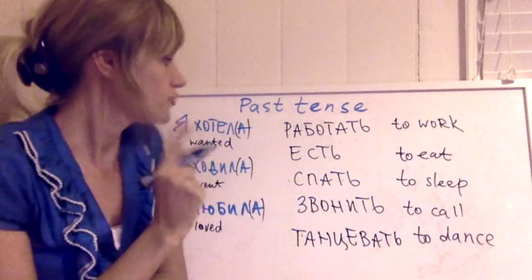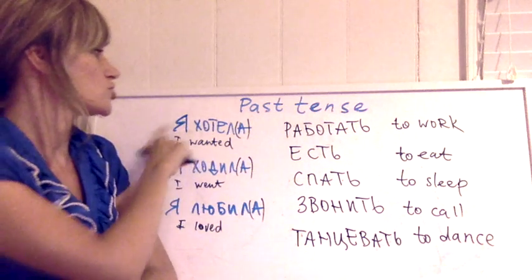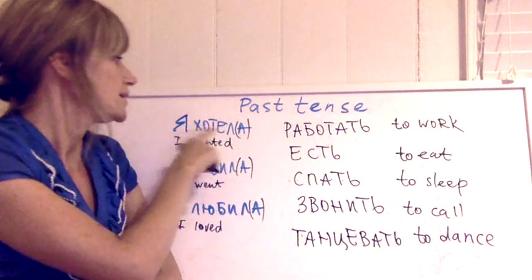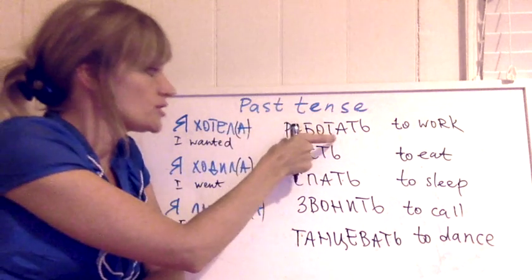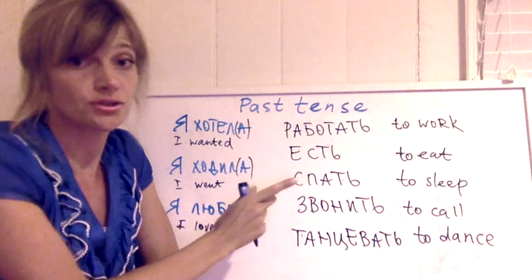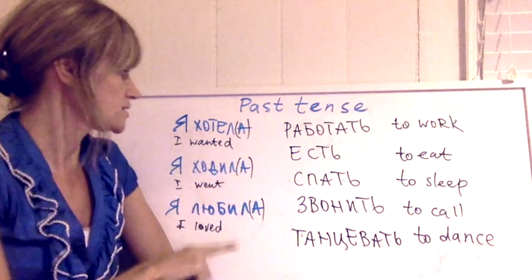Okay, with 2 verbs or more, we only change the first one. Like in English, I wanted to work. Я хотела работать. This one changed. This one stays the same in the dictionary form. We're not going to touch it or change it. So the first one is enough.